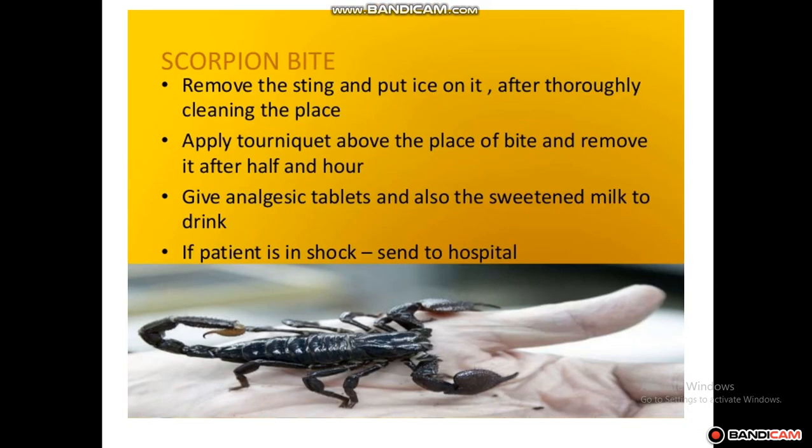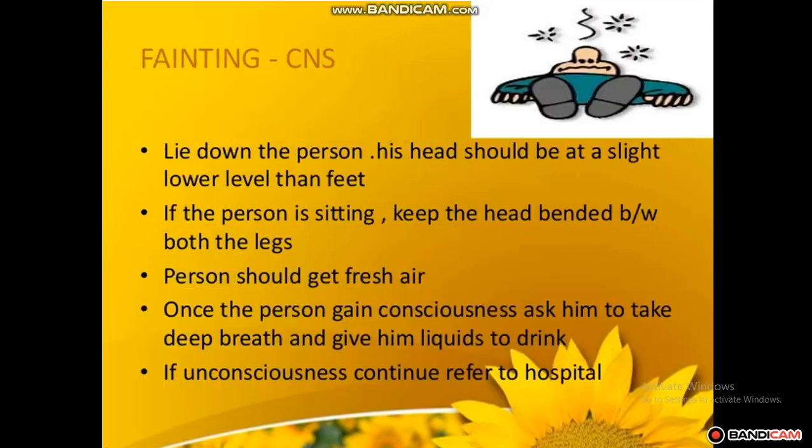Scorpion bite: remove the sting and put ice on it. After thoroughly cleaning the place, apply a tourniquet above the place of the bite. Remove it and observe. Provide analgesic treatment and also sweetened milk to drink, to prevent dehydration. If the patient is in shock, send to hospital. You will check whether any venom has entered the body or not.